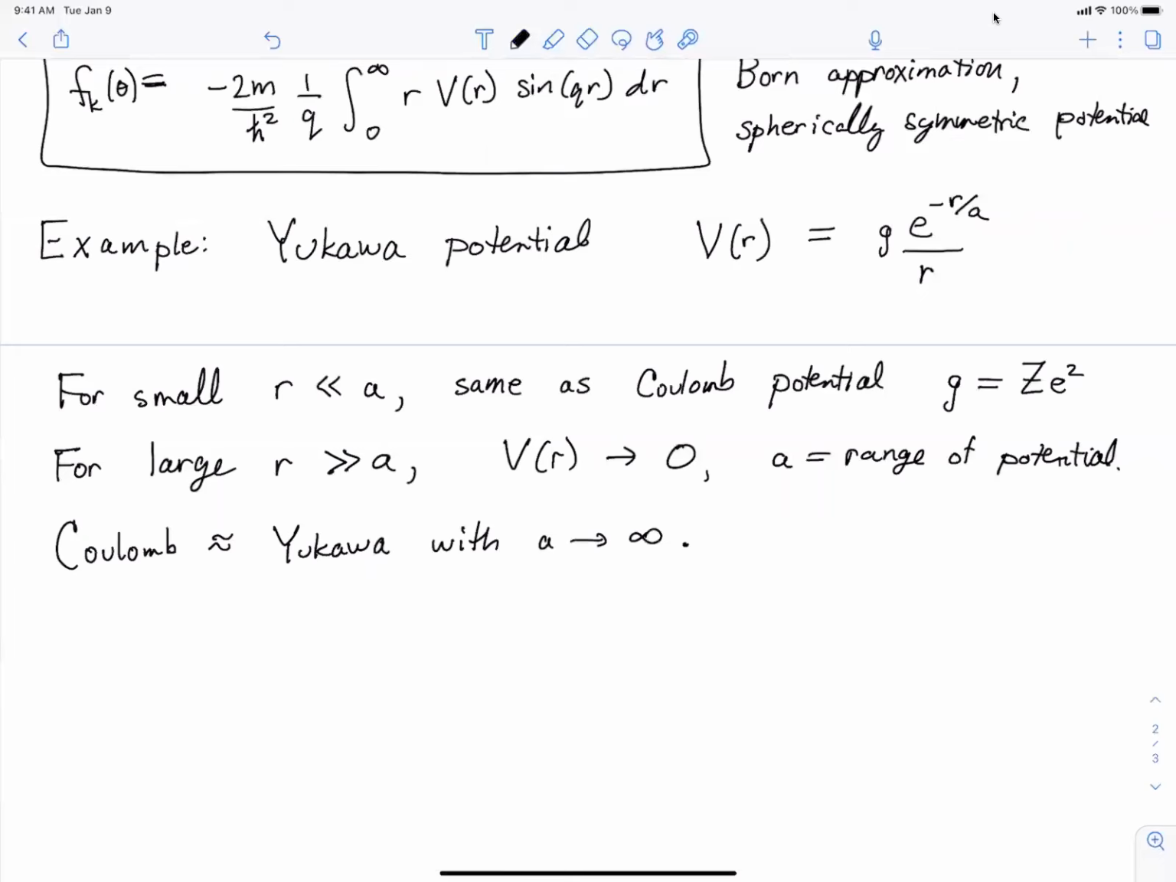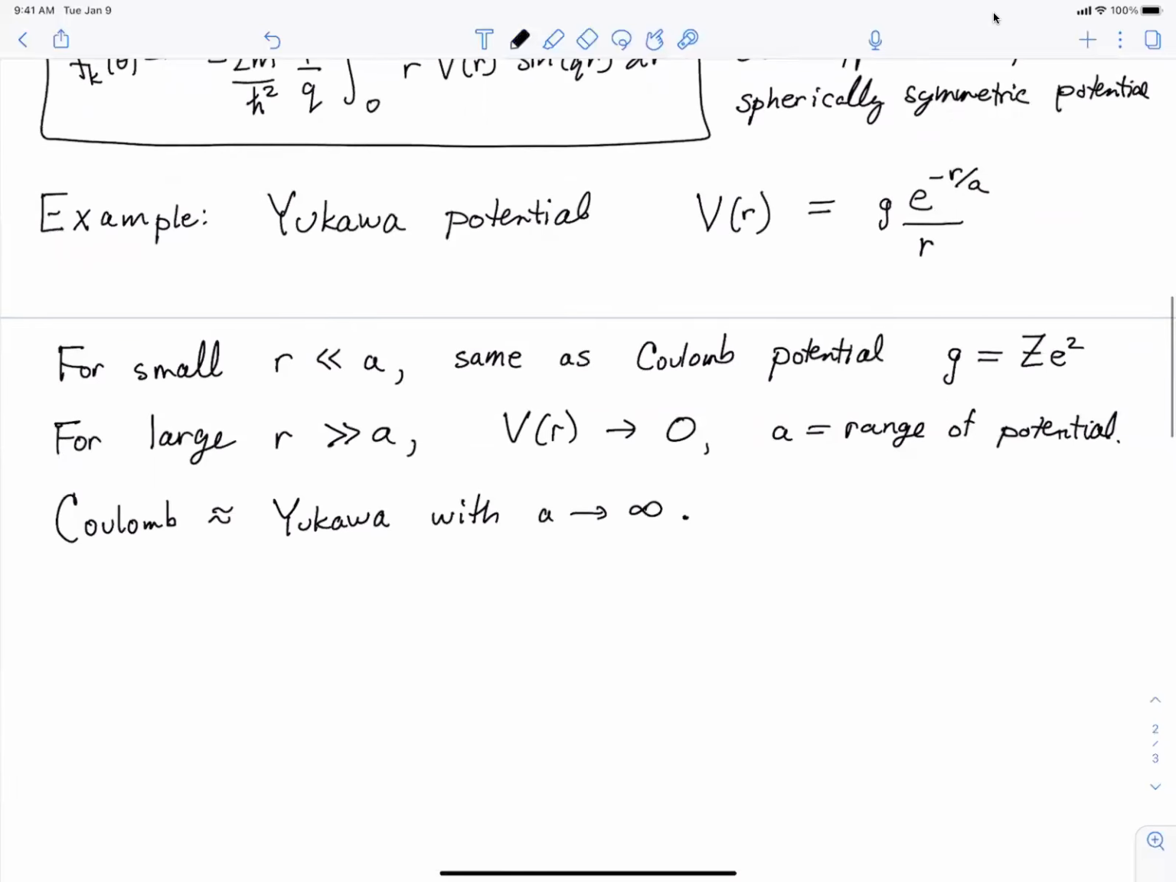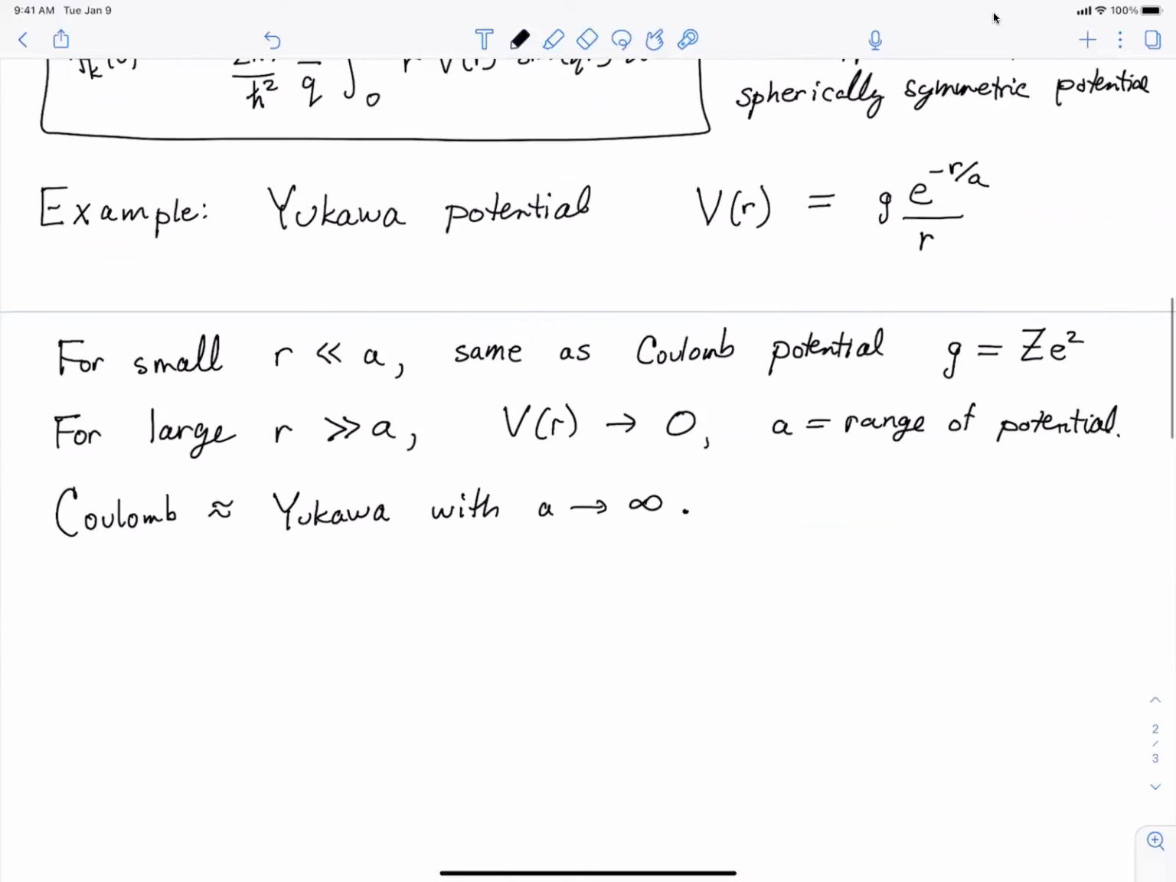Now, it turns out the Yukawa potential is, in quantum mechanics, very tricky. We're not going to go into all the subtleties of that, but you should be aware that actually this is a little bit glib to just say that the Coulomb potential is the a goes to infinity limit of the Yukawa potential. But on the other hand, in many real life problems, it turns out to be a good approximation, because in many real life situations, the Coulomb potential for an atom, let's say, is actually screened at large distances.